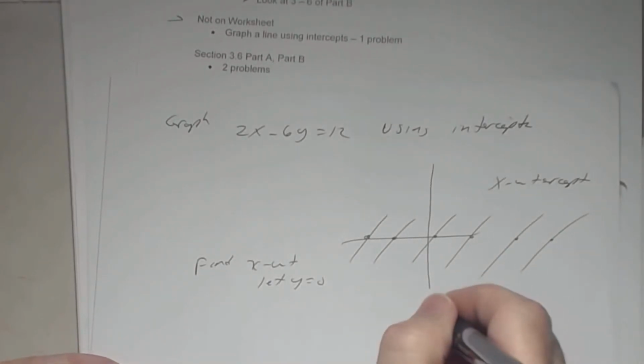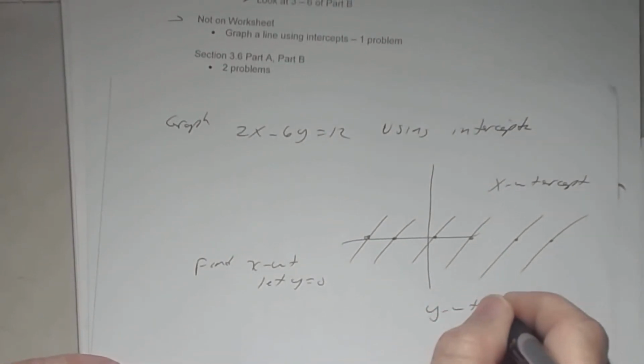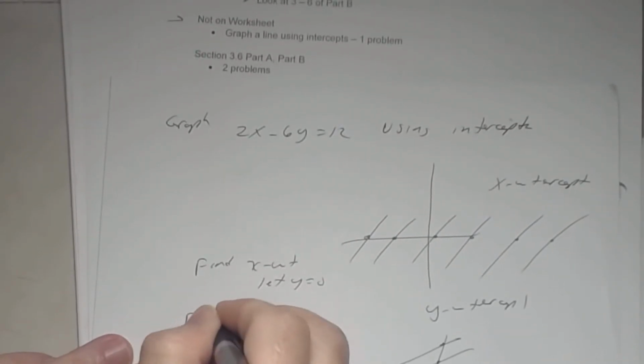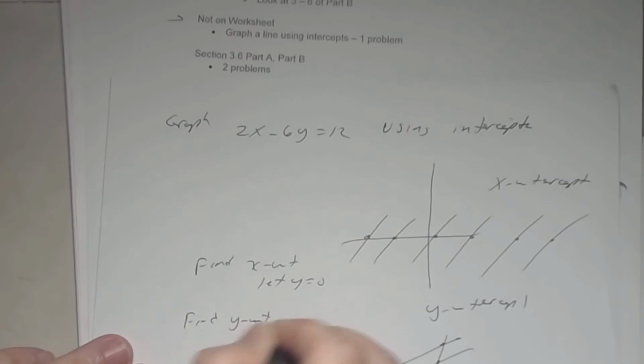The y-intercept is where the graph crosses the y-axis. No matter where I am on the y-axis, what is the x-coordinate? 0. So you learned last semester that to find the y-intercept, you let x equal 0. Okay? And watch how simple this becomes now.